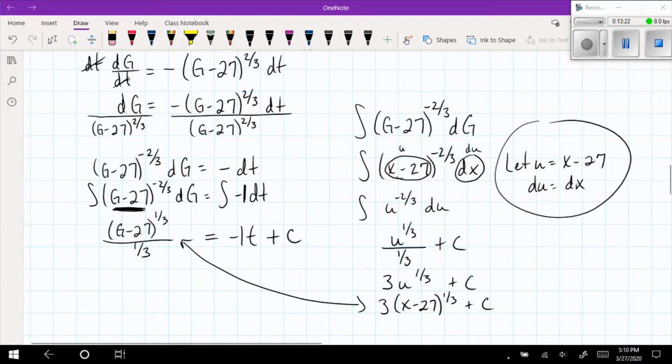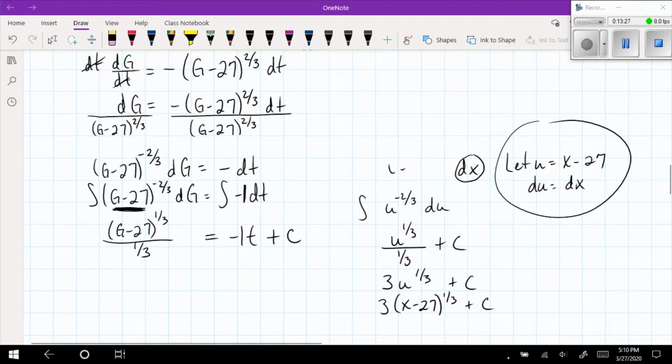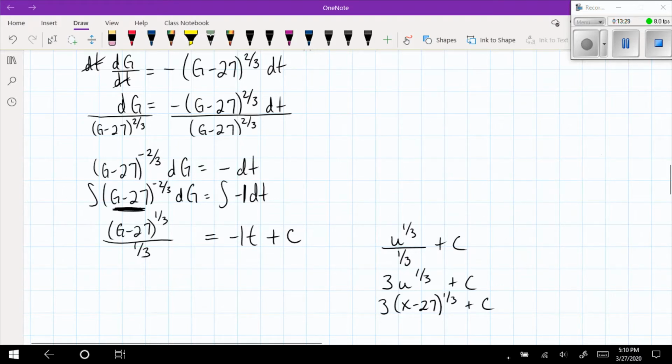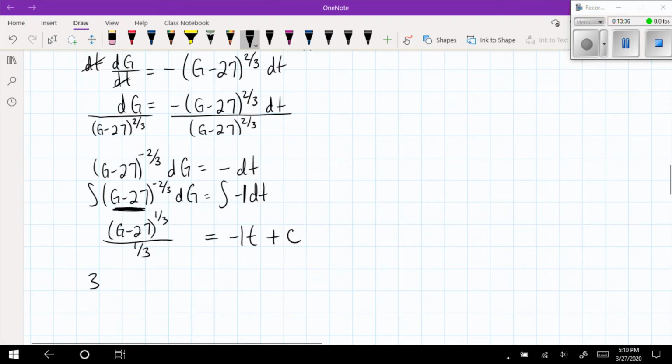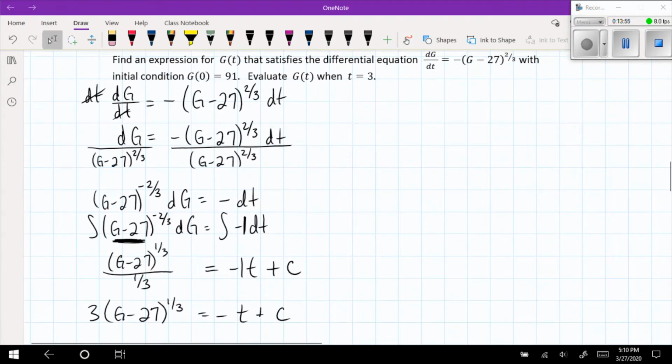Okay, I hope everybody gets what we just did. If not, you can rewind the video. Play it again, Sam. All right. All gone. Isn't that nice? Let's clean this up. This is 3 times g minus 27 to the 1/3 is equal to negative t plus c. And let's see, I would love to divide by 3, but dividing by 3 would put a fraction in my problem. So I'm going to choose not to, and I am going to use my initial condition here.